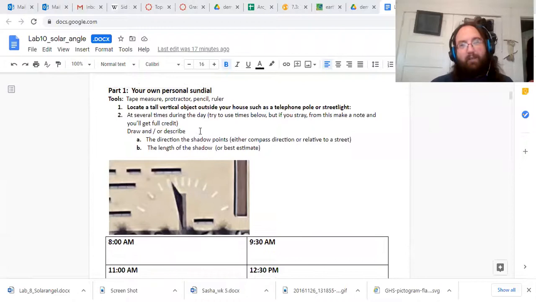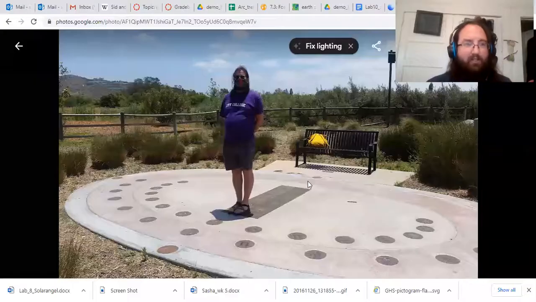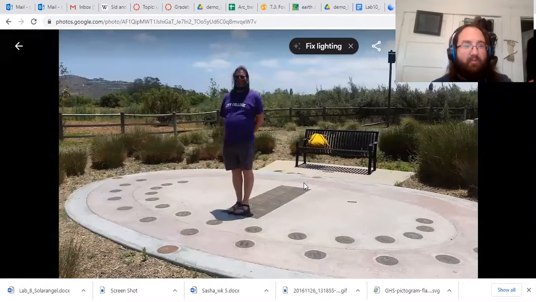Now, this part two of the lab, it used to be we had a sundial we could go to in the Greater City College campus. It was literally right outside the door of our lab room, and it looked like this from up above. And it was really awesome. You could actually use it to tell the approximate time of day. So it turns out there are sundials all over the place if you know where to look.